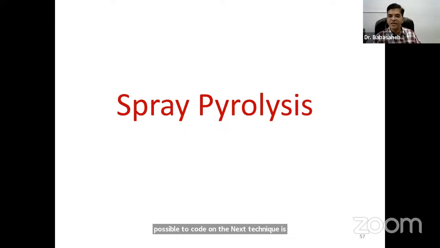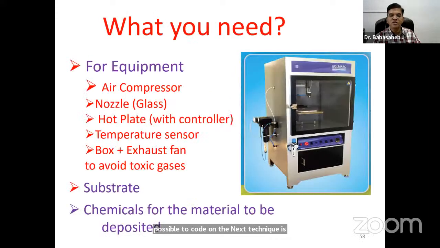Next technique is called spray pyrolysis. So this is also a simple technique. What you are doing is spray and pyrolysis, meaning pyrolysis of the solution, that is because of the thermal decomposition. So you are taking the substrate at a higher temperature, then you are spraying the solution. The solution contains solvent as well as solute, so you are heating the substrate at a higher temperature. Because of that, the solvent gets evaporated and you get the film on the substrate surface.